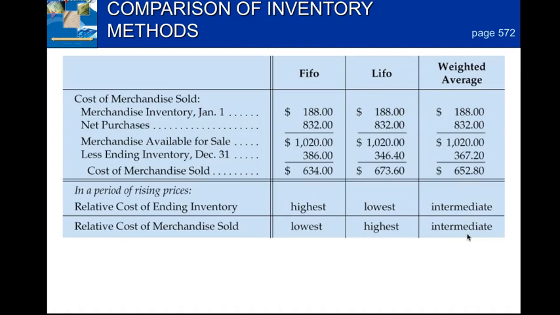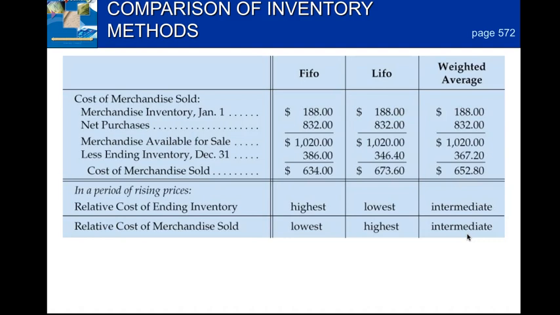So like I said, all three inventory costing methods are acceptable accounting practices, but a business needs to select one method and use that same method continuously for each fiscal period. Because if a business changed inventory costing methods, part of the difference in gross profit and net income would be caused by the change in methods.